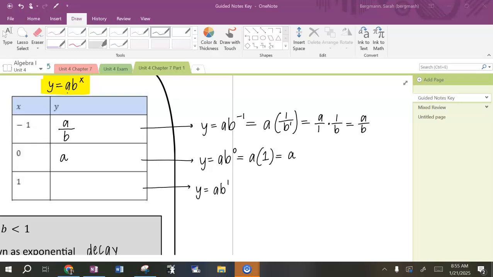Let's see what happens when we plug in a 1 for our exponent, or our variable. If we put in a 1 for x, we get a times b raised to the first power. B to the first power is just equal to b, so we get a times b. So when x is 1, y is just a times b. It's kind of helpful to know these 3 points, but you don't have to have them memorized, because if you know your laws of exponents, you can always figure them out.